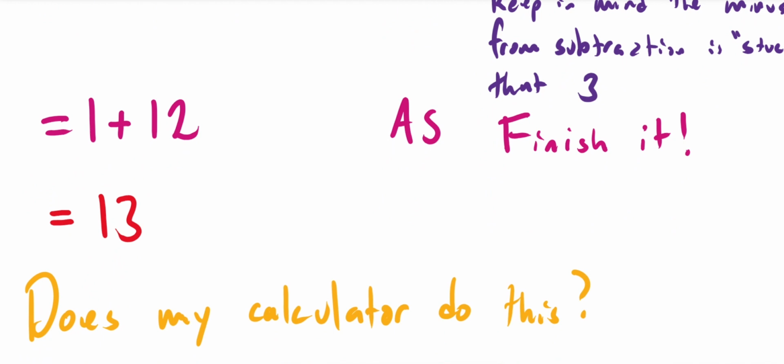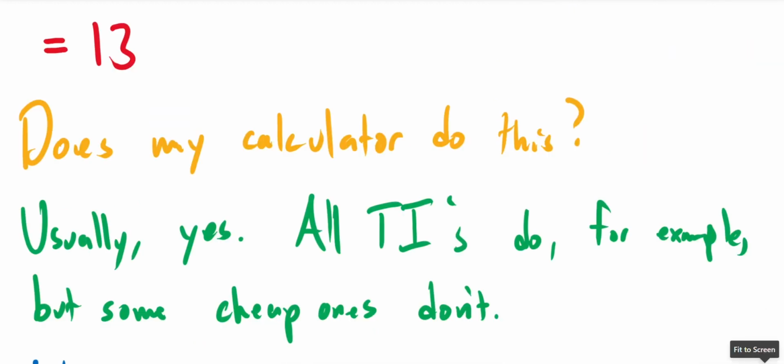Does my calculator do this? Well, yes. Usually calculators these days are built in to have order of operations pre-programmed. Not all of them, but most of the good ones, all the TI 83s and 84s, that kind of thing, those have order of operations built inside. But you should be aware that some of the cheap ones don't, right? Some of the cheaper calculators will simply fail to do order of operations if you plug it in all at once and hope for the best.